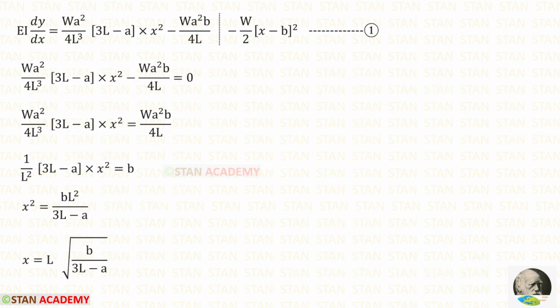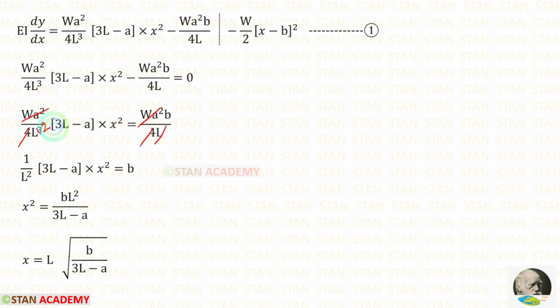Now we are going to find the maximum deflection. We know that when the deflection is maximum, the slope will be 0. Let us take the slope equation and equate that to 0. When we take this equation, we should not consider this. Let us take this term on the other side, so it will come as positive. We can eliminate WA square upon 4. Also, we can eliminate L.